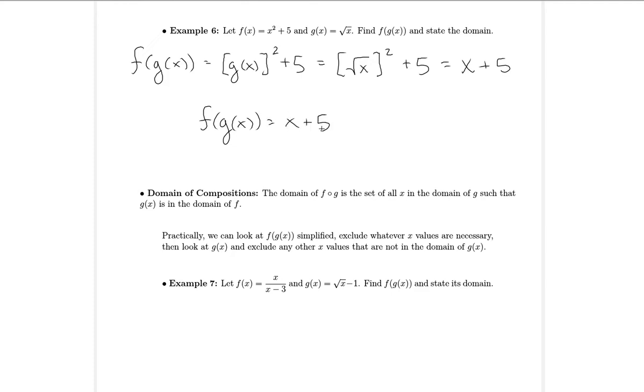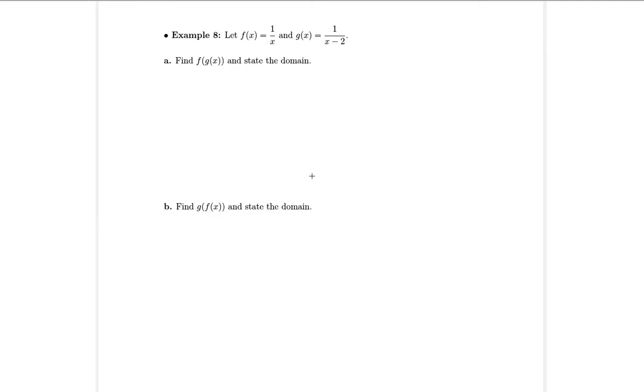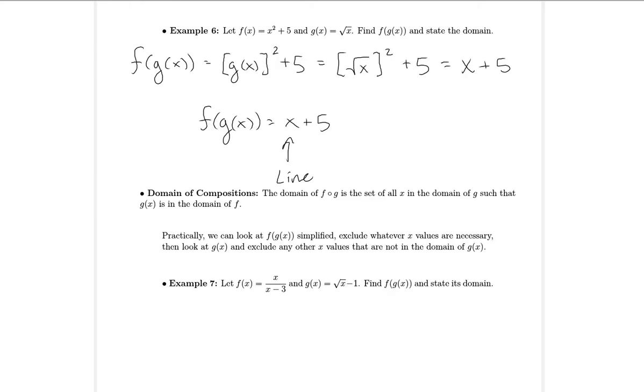Okay, and of course this is a line, right? And we know that lines don't really have domain problems. When you look at y equals x plus 5, the kind of normal things that you would worry about in terms of restricting domains just aren't happening. So we're not too worried about that. Okay, so let's do this though.